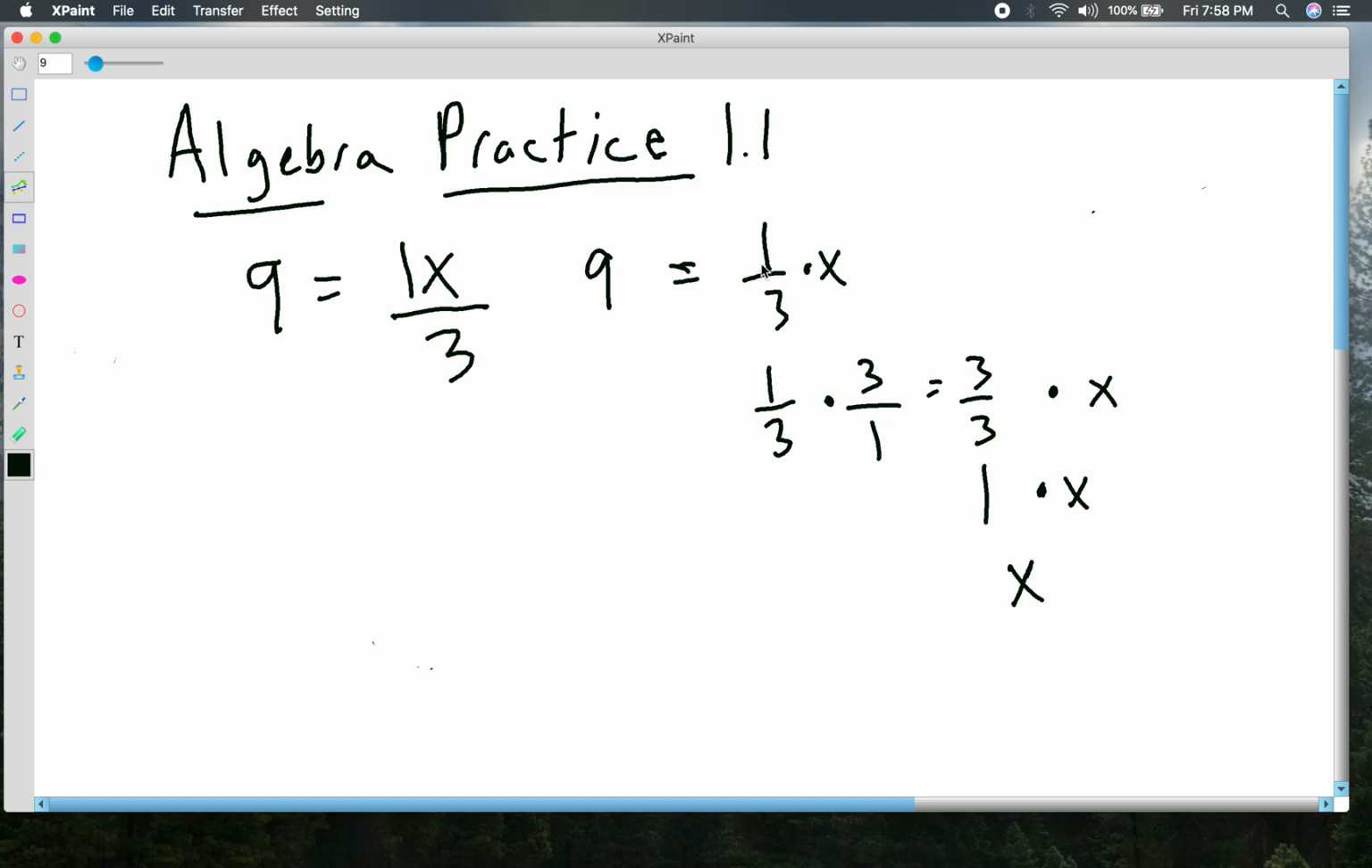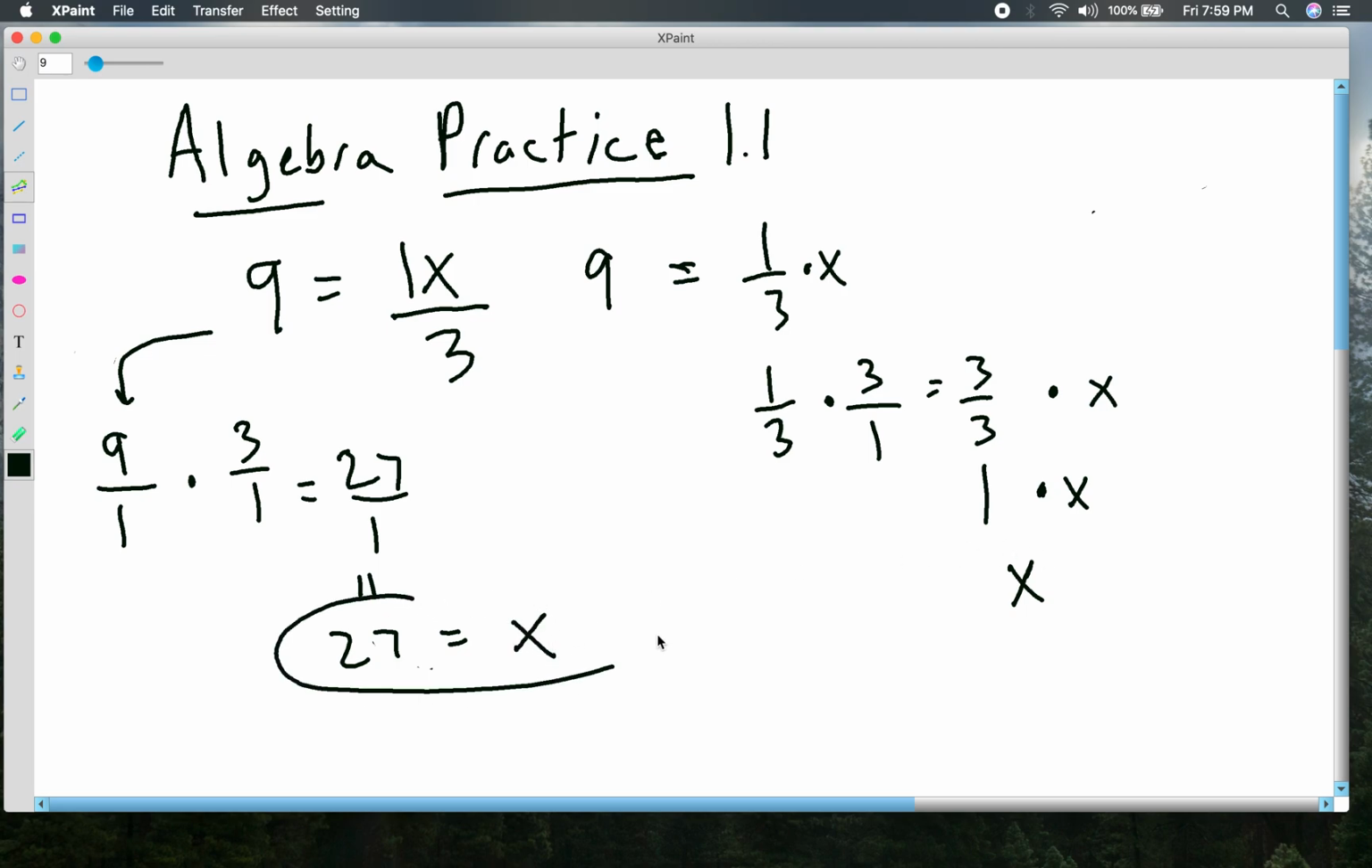What did I multiply this 1/3 by? I multiplied by 3 over 1. Well, let's move this down here. 9 is the same as 9 over 1, times 3 over 1 gives us 27 over 1. And 27 over 1 is always going to be equal to whatever the number on top is, because any number divided by 1 is that number. 27 equals, oh, look over here, all we have is x left. So 27 equals x.